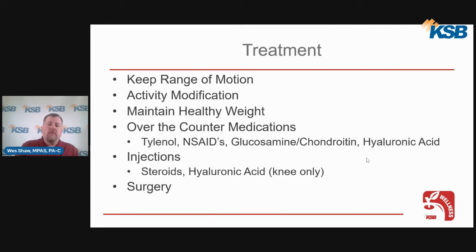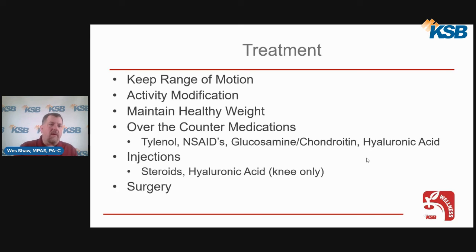All right, so some of the treatment things that we can do here at KSB to help you with your arthritis. One is we try to keep a good range of motion, whether with physical therapy or even on your own, keeping that motion going. Two, we talk about activity modification, so not doing things that make it hurt, like deep knee bends or squats or physical activity. But people have to live. They have to do their daily activities.